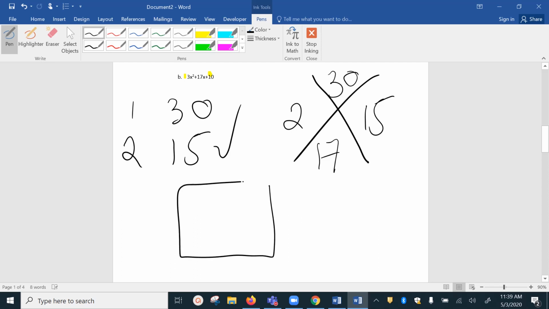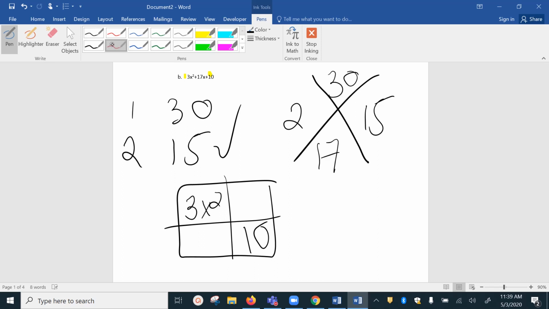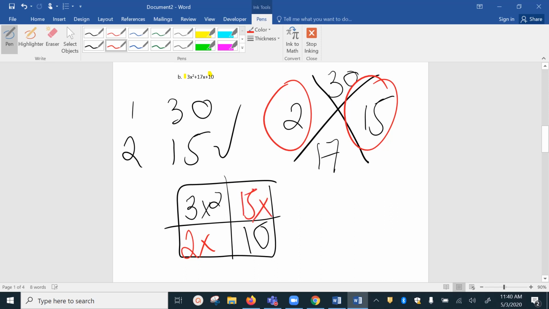I make my box. I don't worry about these guys anymore. I go over here. 3x squared and 10, right? And then I'll do it in a different color because I get these two from here, right? So I don't use my equation anymore. I look at my diamond, and I'm going to put 2x here and 15x over here. All right? And what I'm doing, guys, is I'm breaking up the 17 into two addends to make it true, so that way I can look at it better. But right now, just focus on the puzzle piece of it.